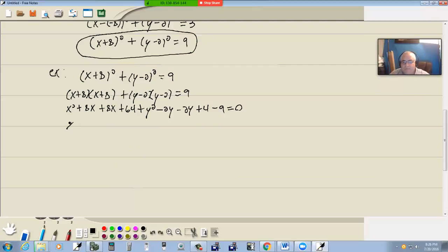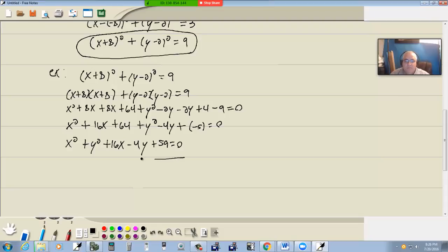So then, we've got x squared. 8x plus 8x is 16x, plus 64, plus y squared. Negative 2y minus 2y is negative 4y, plus 4 minus 9 is negative 5, equals 0. Now I'm going to rearrange these. I've got x squared, and I'll put the y squared next to it, 16x minus 4y. And then 64 minus 5 gives us 59. And that's our general form.